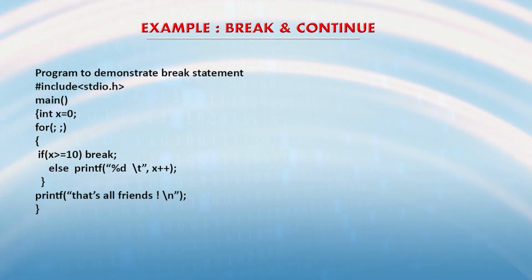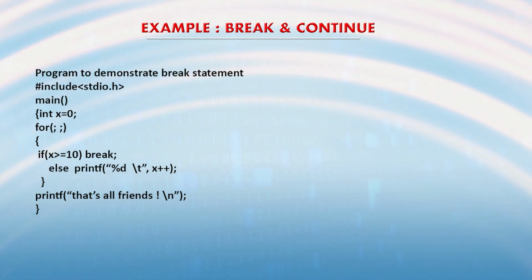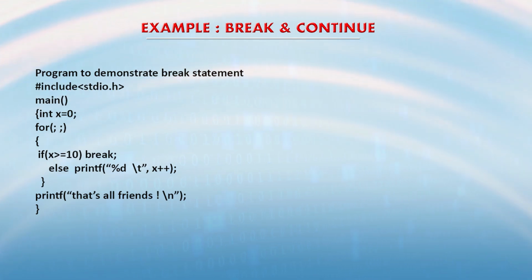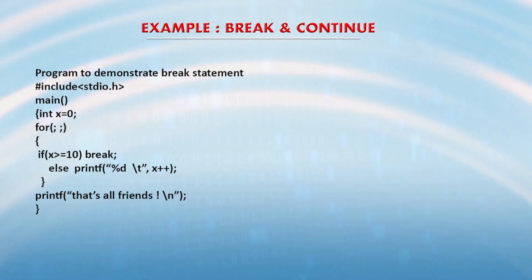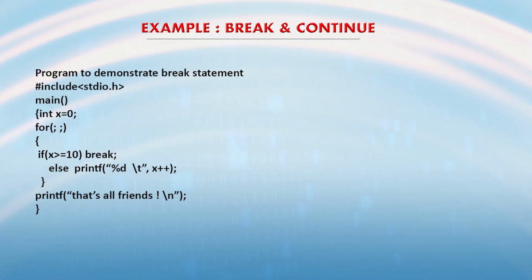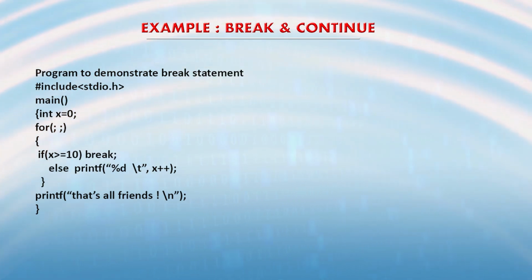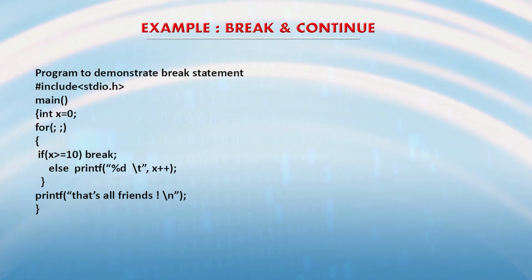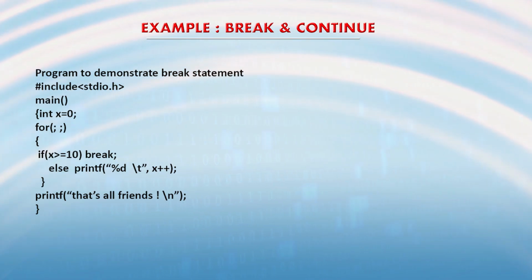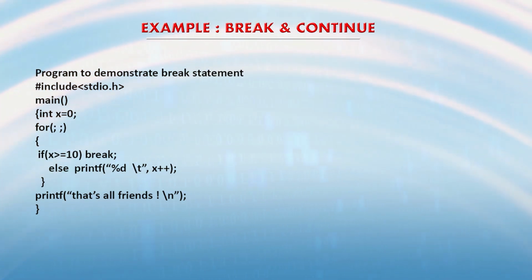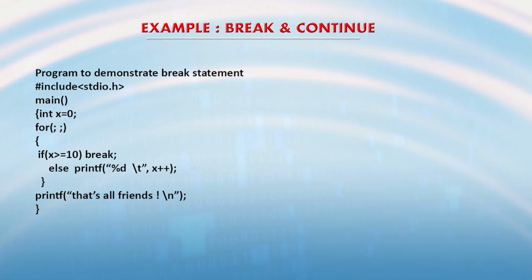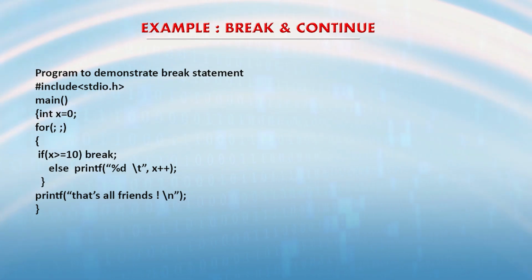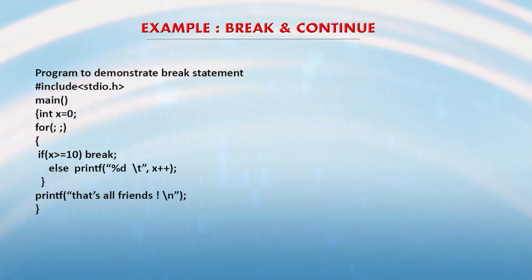So, it will go up to say 10. Now, when x is equal to 10, 10 is greater than or equal to 10, so the condition is satisfied. So, it will break, that means it will come out of the for loop and print that's all friend. The loop was running for infinite times, but it will execute only for the 10 values, printing from 0 to 10. This is how you can control the execution of the loop with the help of a break statement.